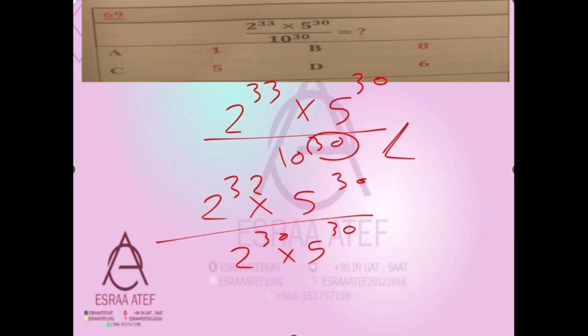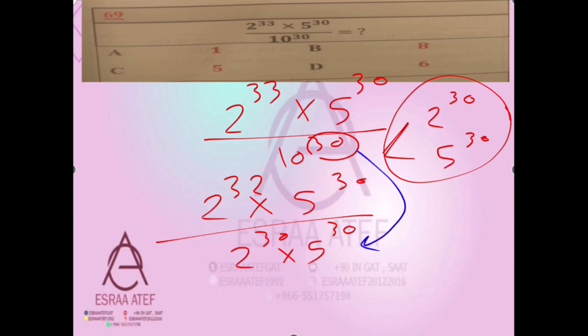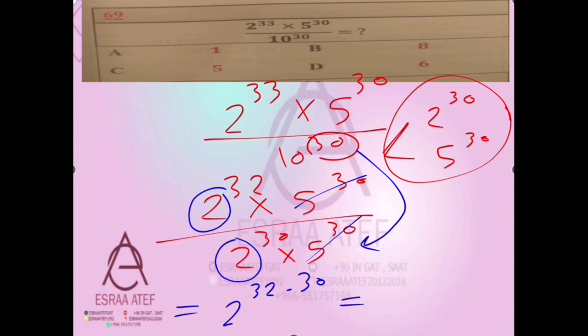It means that I will divide it into 2 and 5. Power 30 and power 30 is the same. So this one is like this one, okay? Now I have the same base here, and dividing powers means subtracting them. This 5 power 30 will cancel with this one. So it's not 32, it's 33. 33 minus 30 means 2 power 3, which is 8. So the answer will be 8.